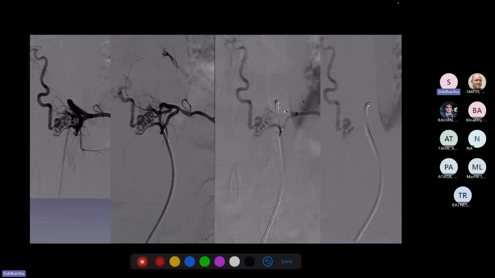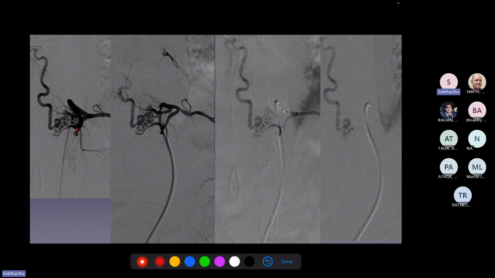So what do we do? We have to treat this, but this is on the left side. Left side is technically challenging. The Cobra catheter hooks onto the origin here, but it is very unstable. With that position of the catheter, you cannot navigate all the way in. So you have to get your catheter stable and then start.